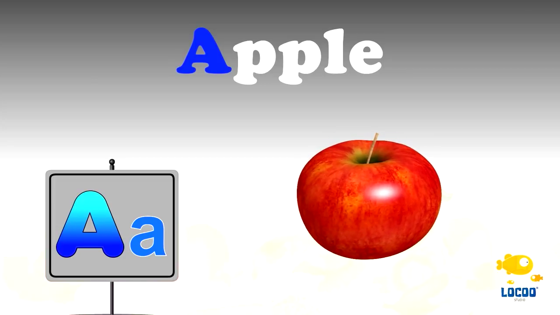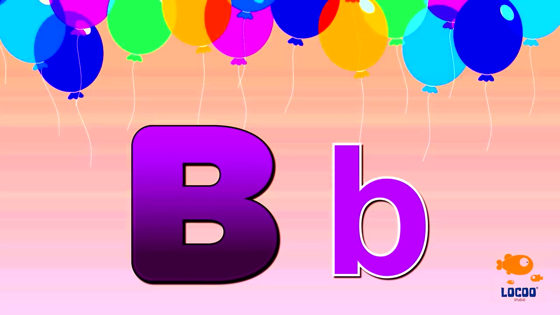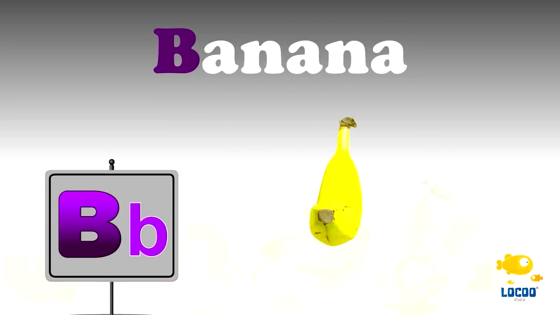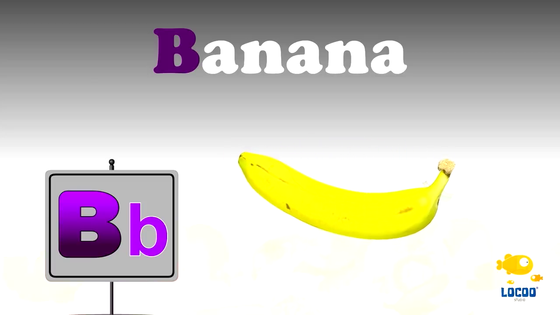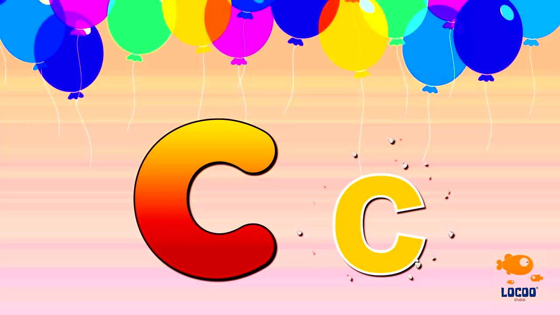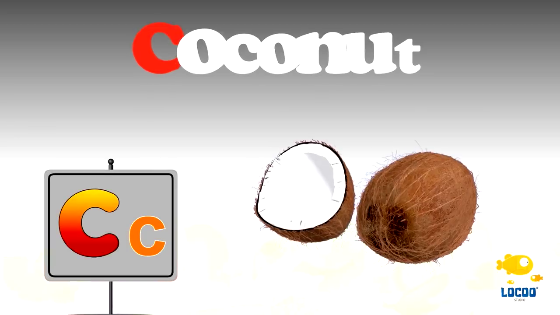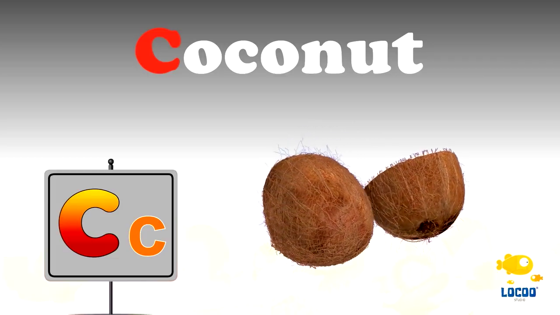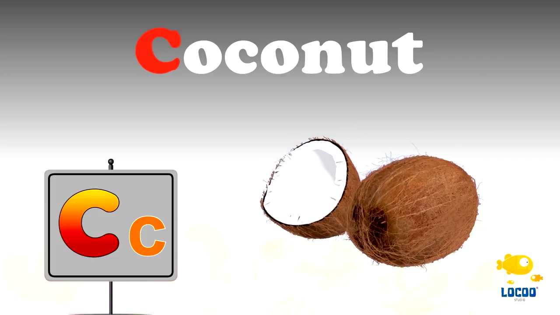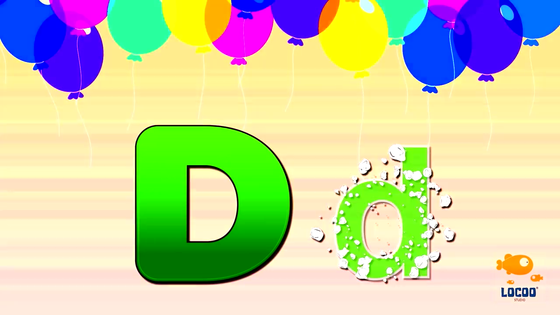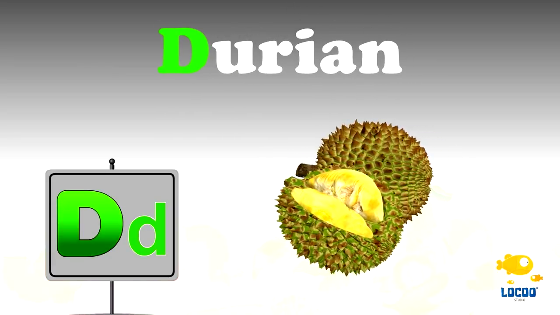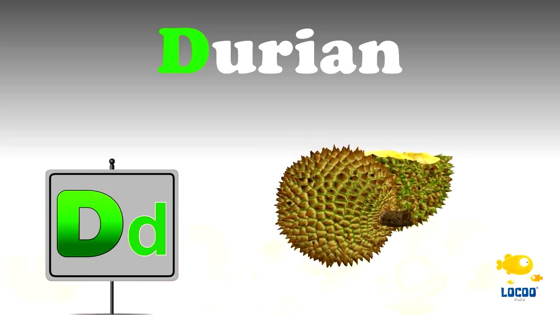B. B is for banana. C. C is for coconut. D. D is for durian.